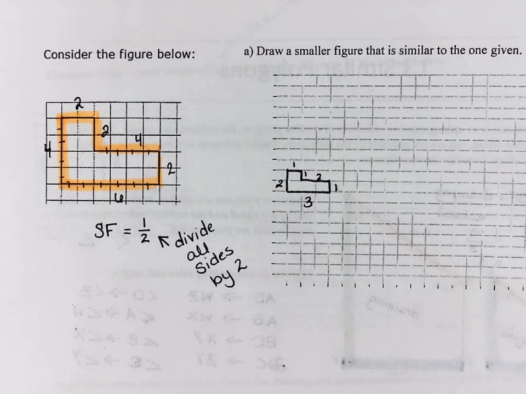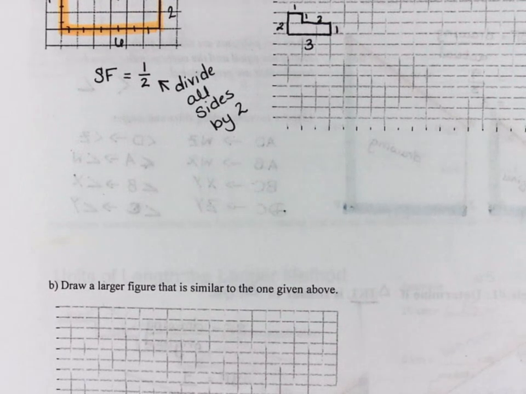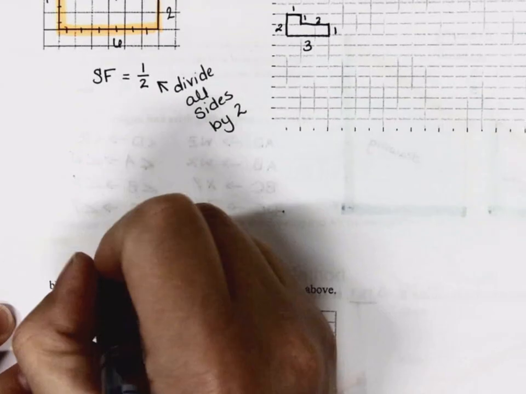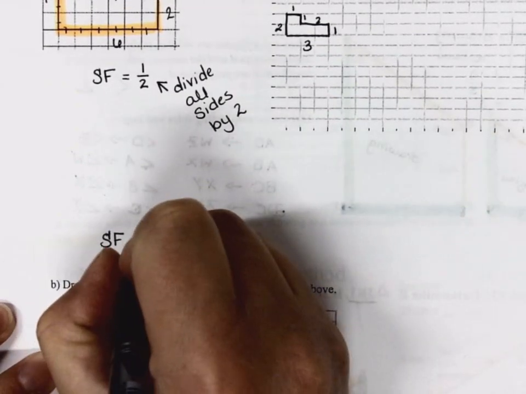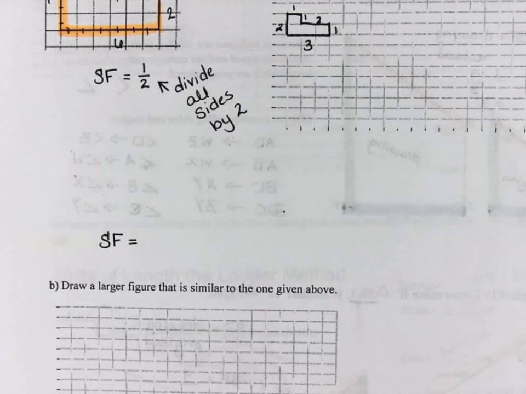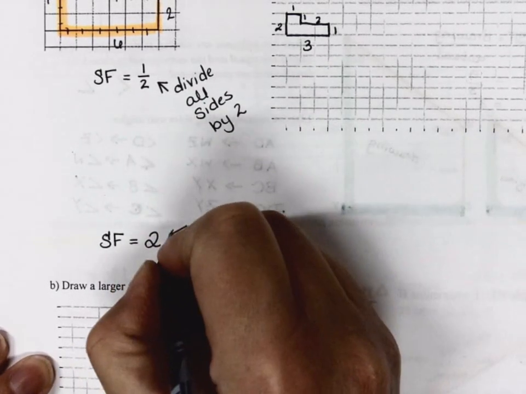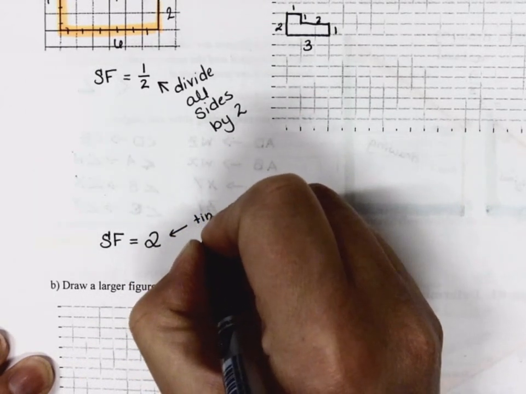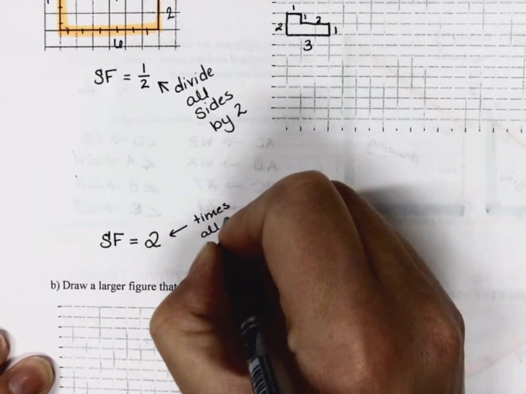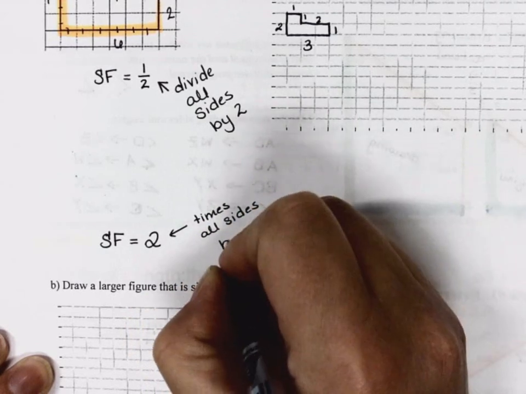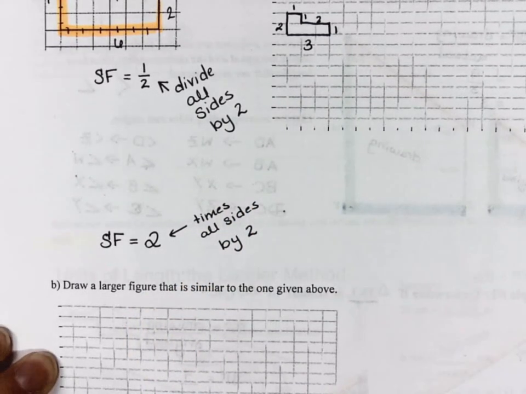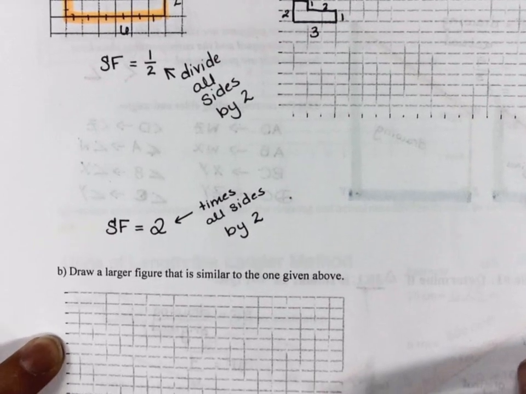All right, pretty straightforward. Now we're going to draw a figure that's bigger than the one above. So that means our scale factor has to be bigger than a fraction. Has to be greater than 1. So what scale factor do you want to use? Times by 2, right? So if we have a scale factor of 2, that means we're going to times all sides by 2.